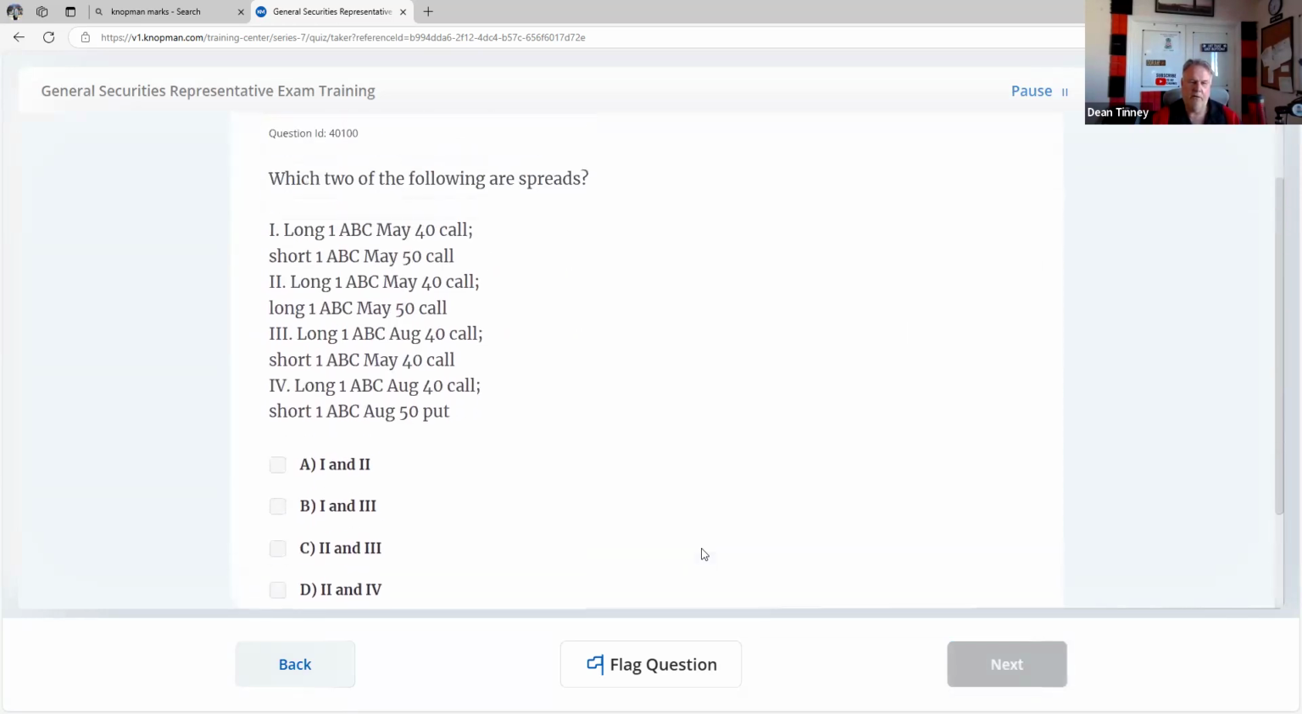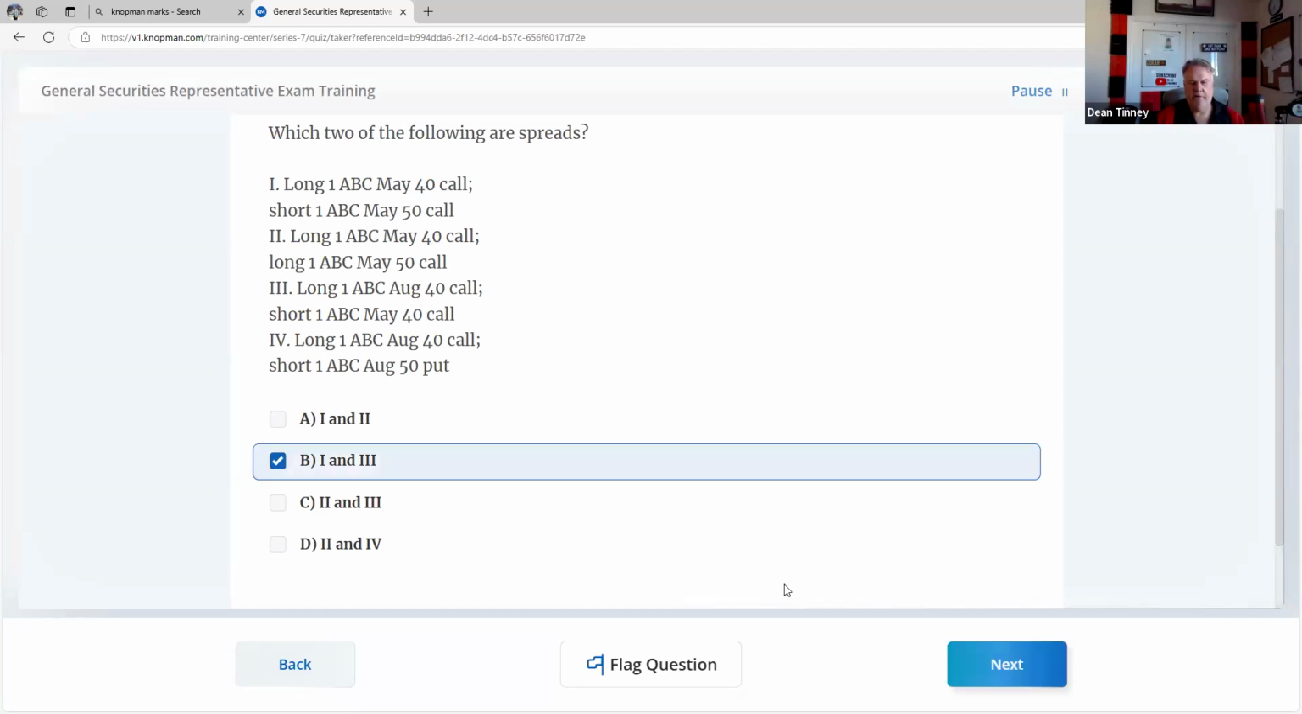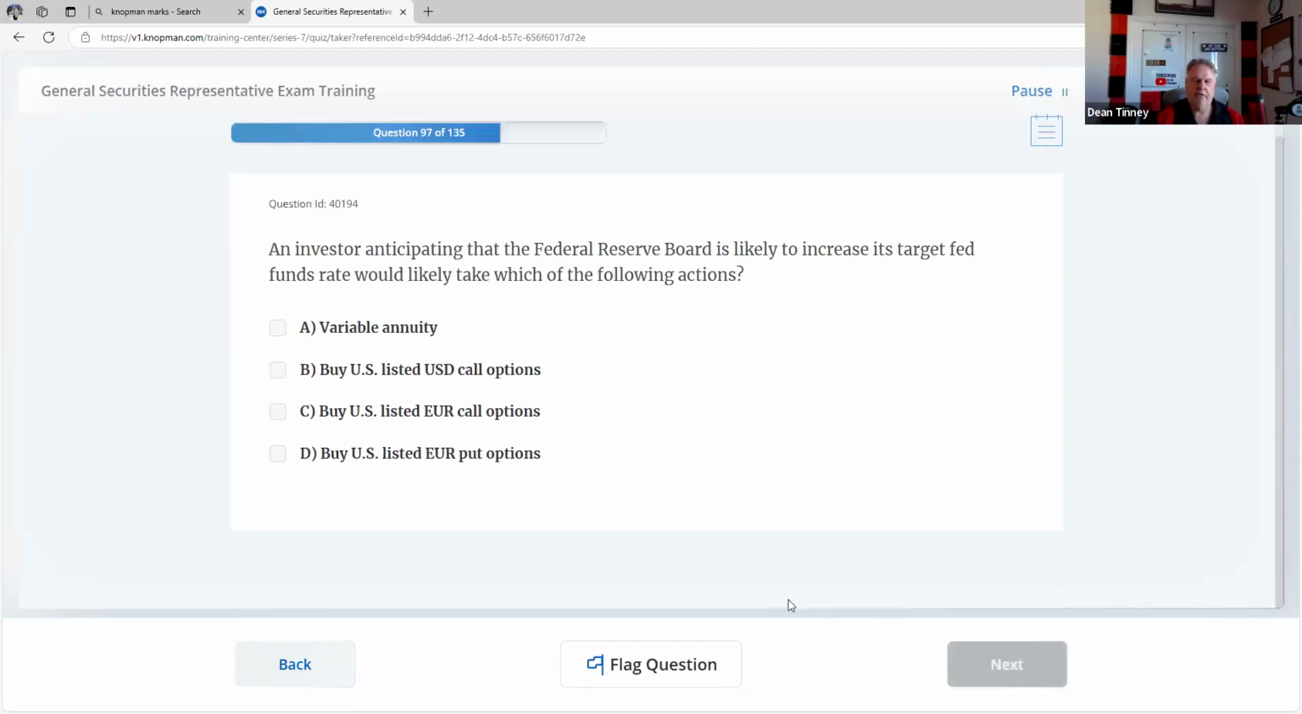Oh my goodness. Wow. Okay. So long and short a call, that is a spread. Long a call. No. Long and short a call. That is long a call and 1 and 3. Excellent.